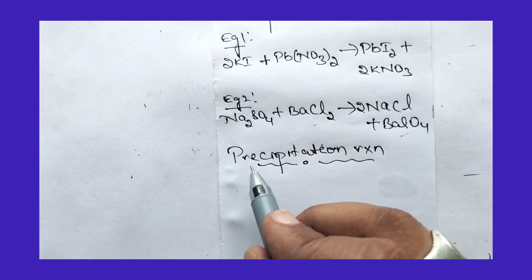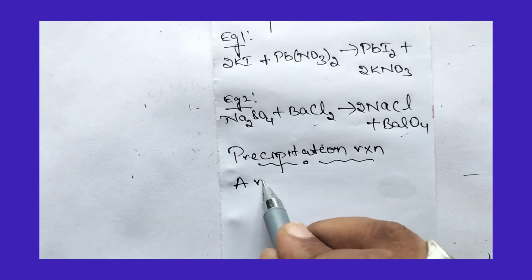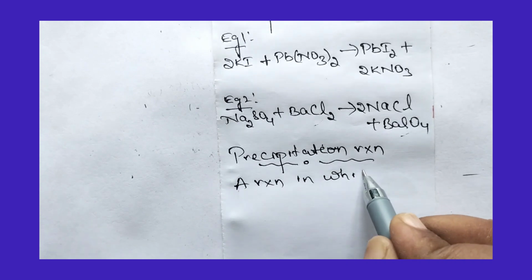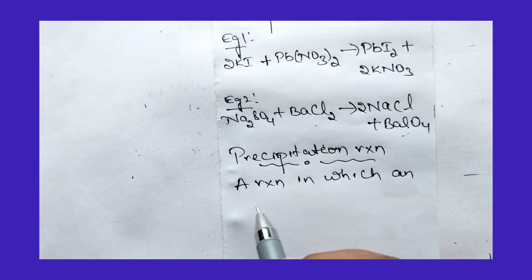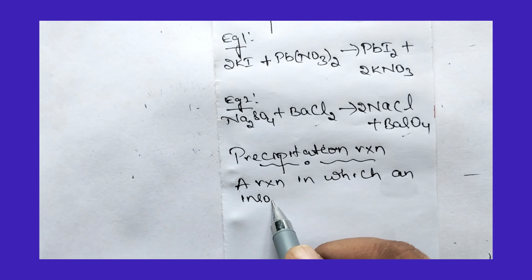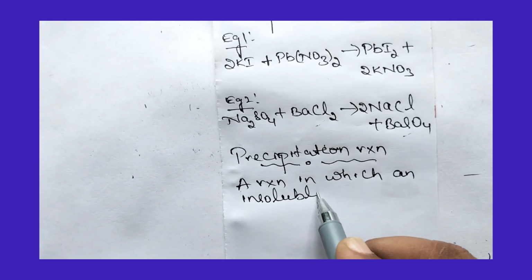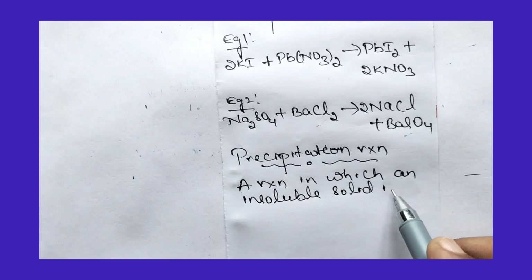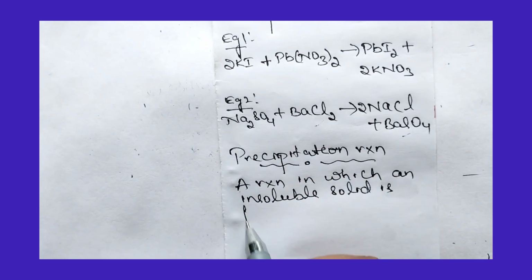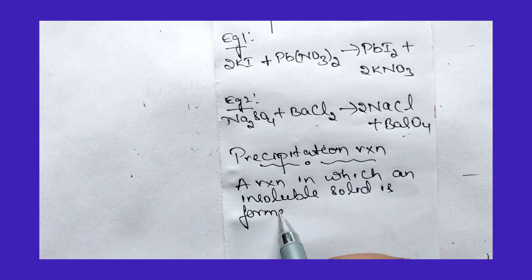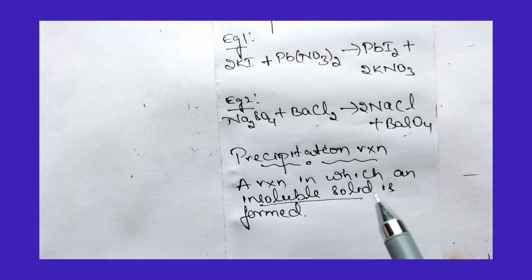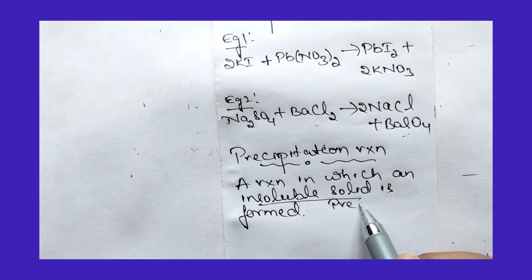So what is meant by precipitation reaction? A reaction in which an insoluble solid is formed. A reaction in which an insoluble solid is formed is called a precipitation reaction. Here this insoluble solid is called a precipitate.